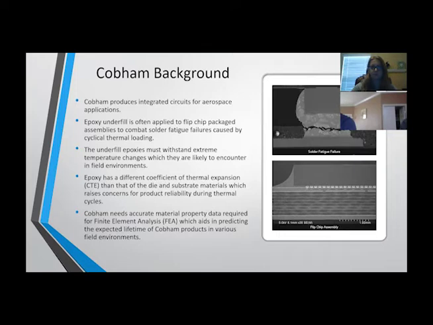Epoxy has a different coefficient of thermal expansion than that of the die and substrate in the integrated circuits. This raises concerns for product reliability during thermal cycling in the field. Cobham needs accurate material property data required for finite element analysis, FEA, which aids in predicting the expected lifetime of Cobham products in various field environments.